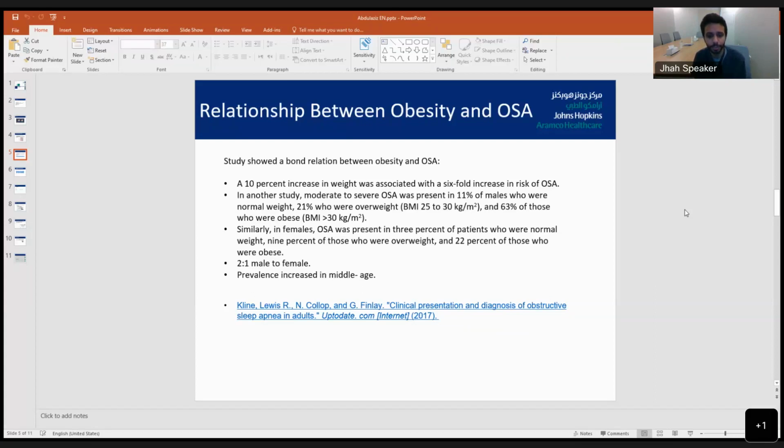Similarly, in females, OSA was present in 3% of patients who were normal weight. So the more you go down with your weight, the less likely you are to get OSA. There is 9% of those who were overweight and 22% of those who were obese. So as long as there is an increase in body mass index, there is a higher risk of having OSA. And the prevalence of OSA in males is twice the prevalence of OSA in females. And the prevalence of OSA is common in the middle ages.